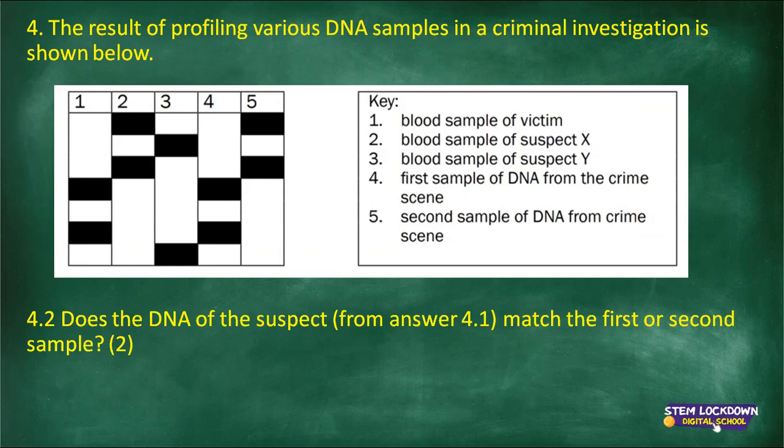Question four. Question four says the result of profiling various DNA samples in a criminal investigation is shown below. Okay, it's another one. Does the DNA of the suspect from 4.1 match the first or the second sample? Okay. So this type of questions you don't spend much time because it's just one or two answers or marks. Okay. Now send in.